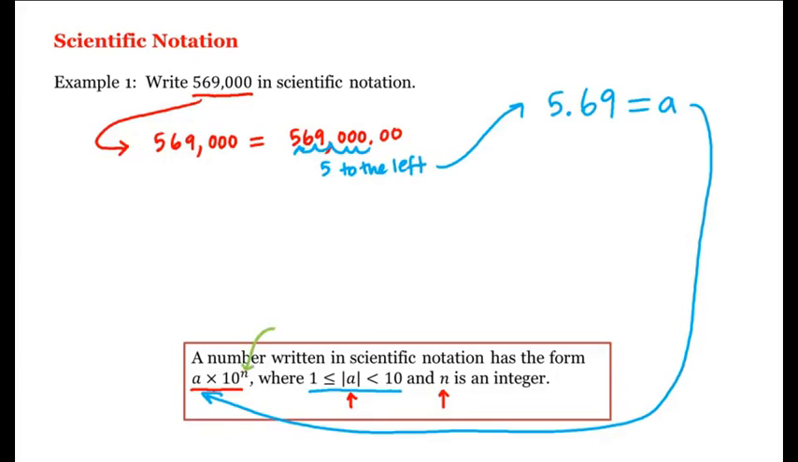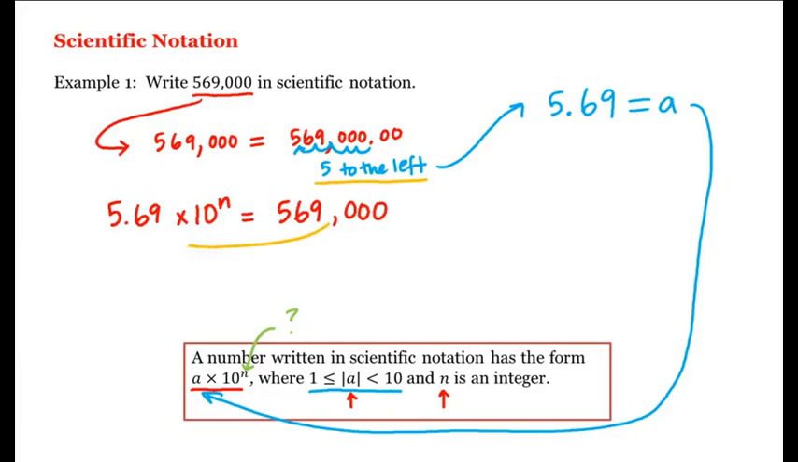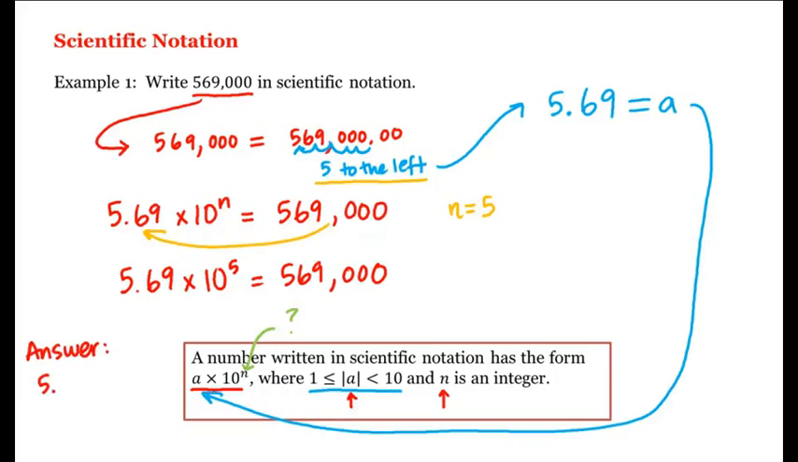Now what about n? We need to find an integer n such that 5.69 times 10 to the nth power is equal to 569,000. Well, since we moved the decimal point 5 units to the left, going in the other direction, we'd have to multiply by 10 to the 5th, or n is equal to 5. That is, 5.69 times 10 to the 5th is equal to 569,000. Therefore, our answer is 5.69 times 10 to the 5th.